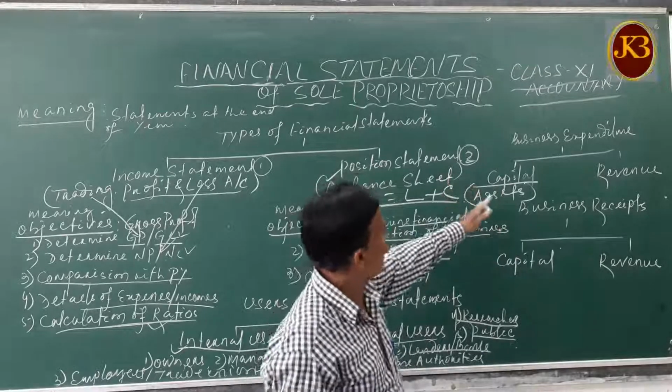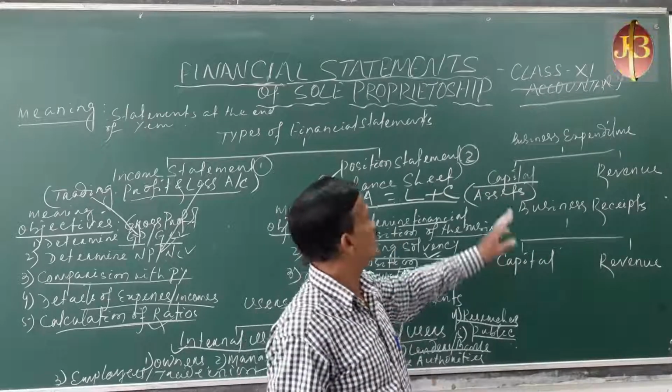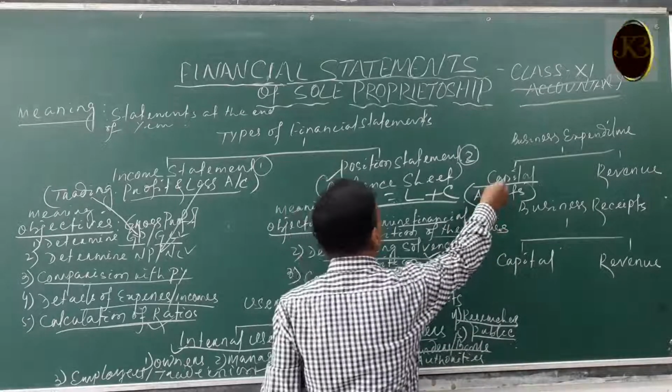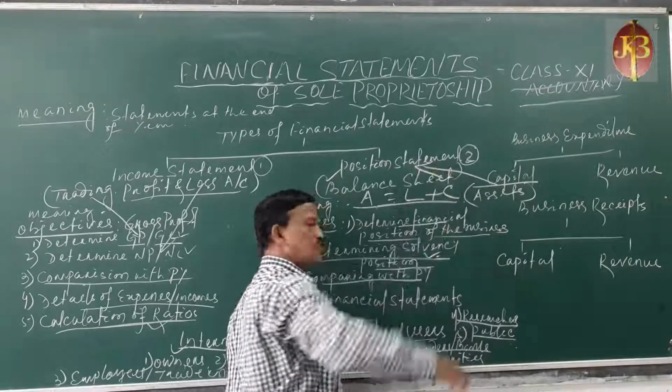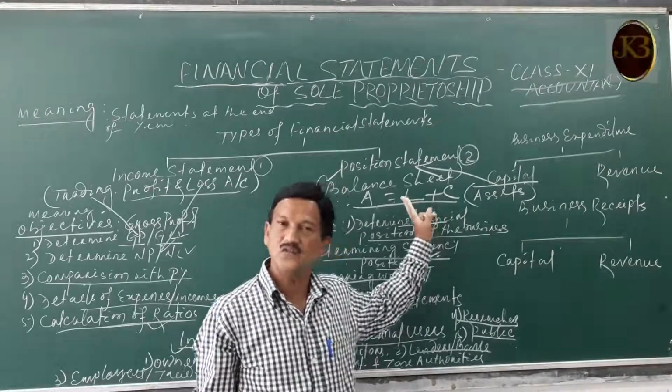So if it is a capital expenditure, from the trial balance you have to identify what those assets are. If it is a capital expenditure, then that will go to the position statement. That means the balance sheet.